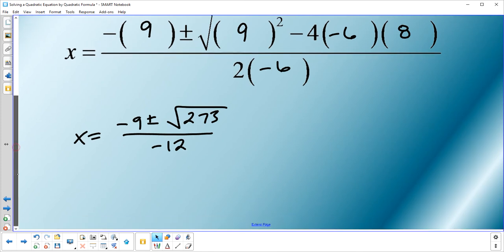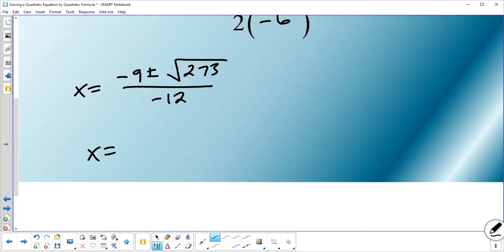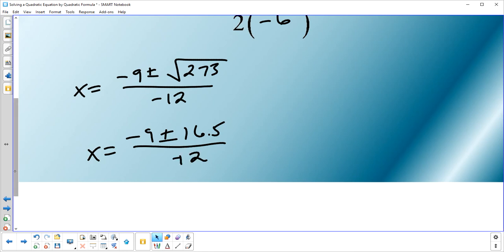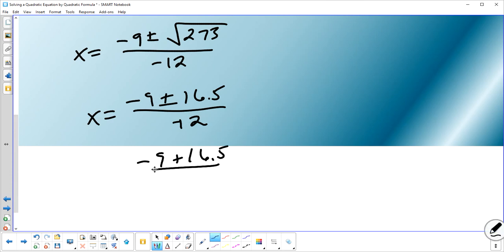And then we can go to our calculators and simplify the square root of 273. So I'll have x equals negative 9 plus or minus, and if we plug that into the calculator, we get about 16.5 all over negative 12. And now our last step, we need to separate our roots. So we're going to have one where it's negative 9 plus 16.5 over negative 12, and the other one where it's negative 9 minus 16.5 over negative 12.